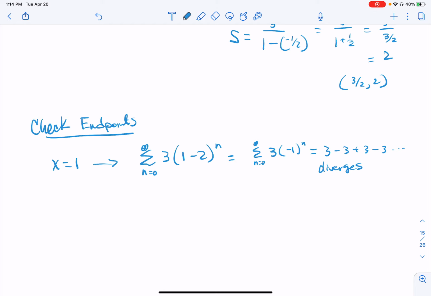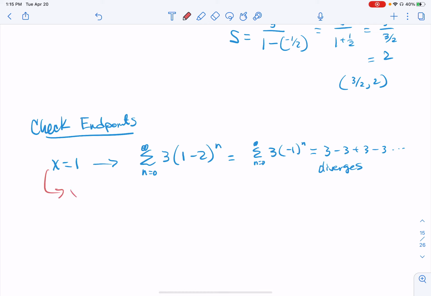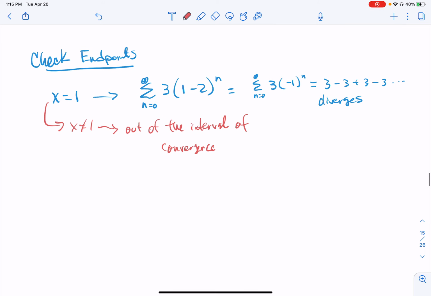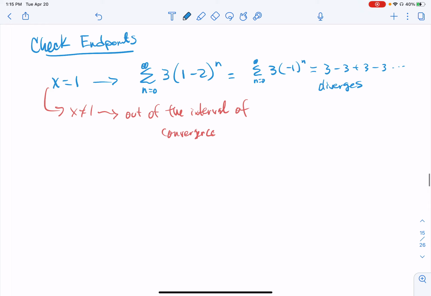What does that mean? That means x cannot be equal to 1. It's out of the domain. X can't be equal to 1. It's out. I say domain, but it's the interval of convergence. Sometimes this happens, but sometimes it works too. Sometimes you do get something that works at the endpoint. You just got to take it case by case and check your endpoints.